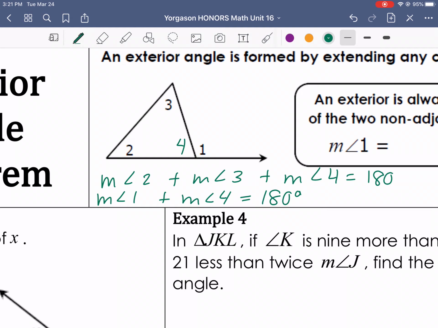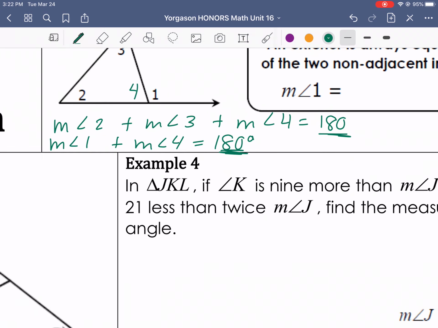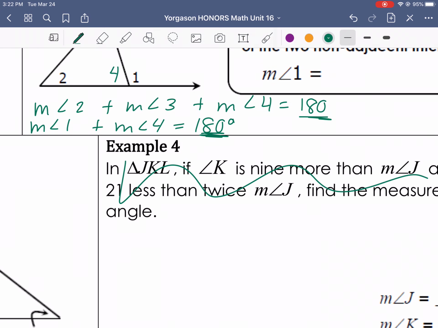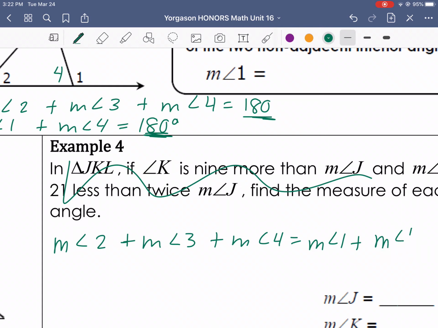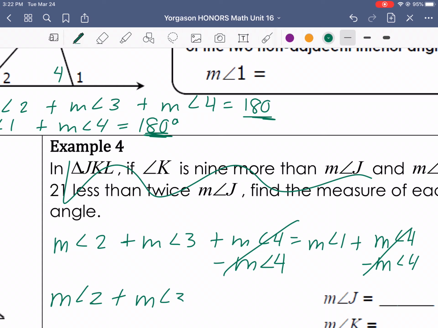What I could do is set these two, I could use transitive property, since they both equal 180 degrees, and set these things equal to each other. Let's go ahead and do that and see what we have. So this doesn't go with this example. I'm just going to use this space to write. So we would have the measure of angle 2 plus the measure of angle 3 plus the measure of angle 4 equals the measure of angle 1 plus the measure of angle 4. See where that came from, transitive property there. If I subtract the measure of angle 4 from both sides, I'm left with the measure of angle 2 plus the measure of angle 3 equals the measure of angle 1.